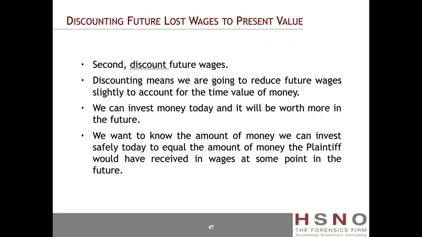Okay. Now we're going to take those wages that we grew because we're expecting future increases, and we're going to discount them to present value. That means we're going to reduce them slightly to account for the time value of money. We can invest money today and it'll be worth more in the future. We want to know the amount of money we can invest safely today to equal the amount of money the plaintiff would have received in wages at some point in the future.